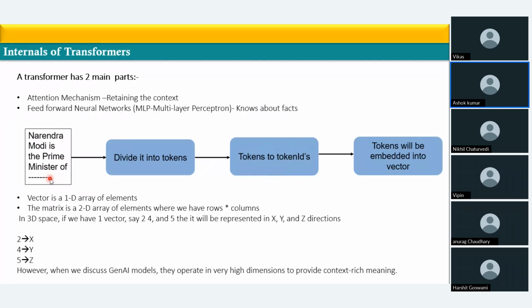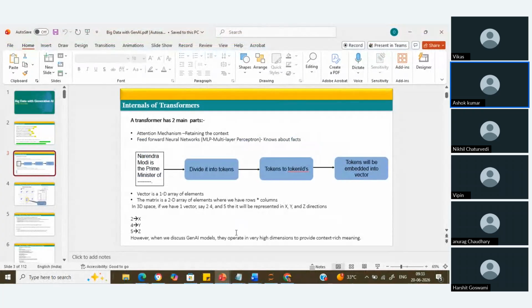Now, what is the normal process? What is happening here? I divide this sentence into tokens, as we have seen in our previous session with the OpenAI platform, where we looked at embeddings. Then the tokens go to token IDs, and then the tokens are embedded into vectors. If you were not available, let me show you.